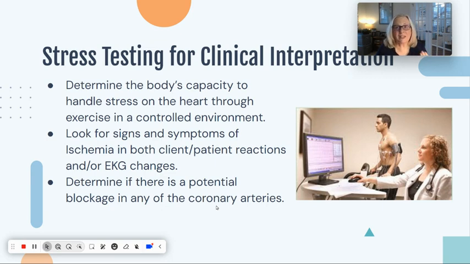It tells the doctor exactly where to look when they have to go in and do their cardiac cath. It's such a huge tool to help these doctors and cardiologists figure out what's going on with this patient without being too invasive.